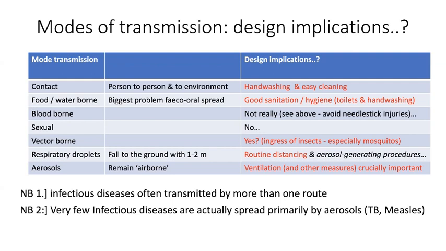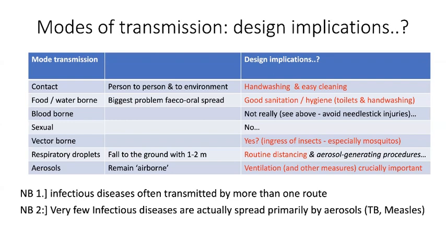Infections can be transmitted through food and water. Probably the biggest problem globally is through this so-called fecal-oral spread. What does this mean? It's all about having good arrangements for sanitation and hygiene, which is toilets, but again, it's about hand washing. Then bloodborne infections are important, but I don't think they really have design implications.